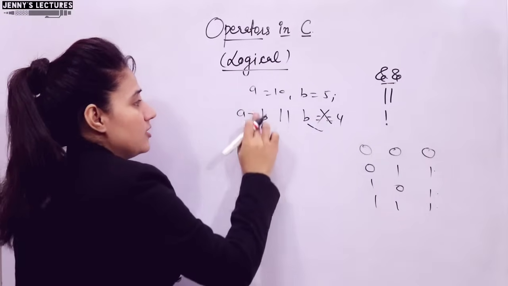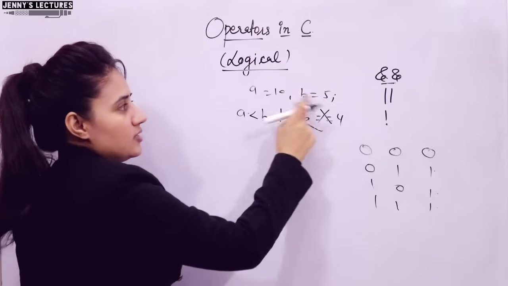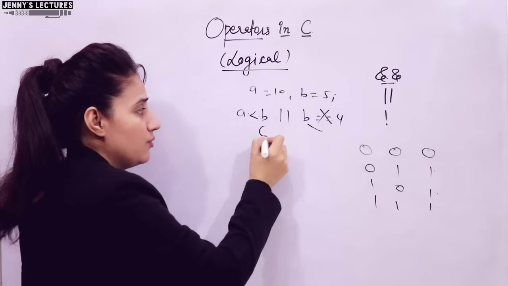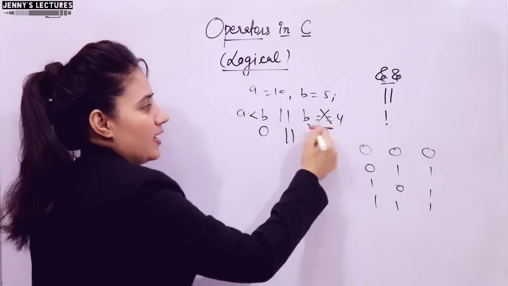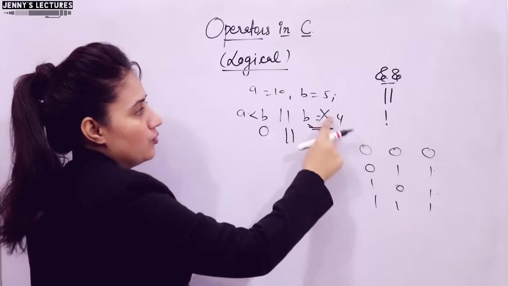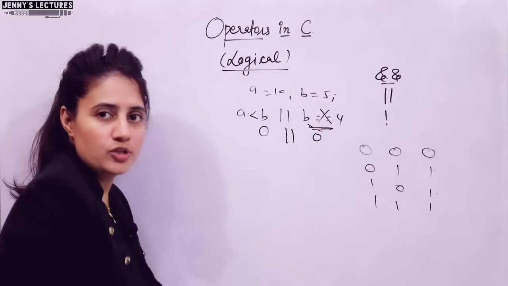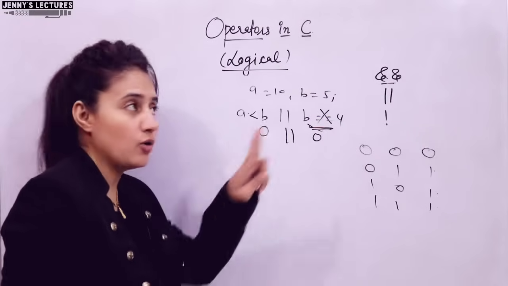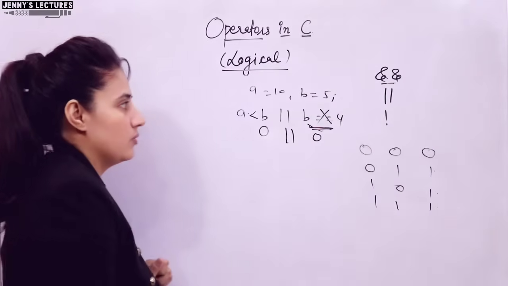But suppose this is a less than b. Now, is 10 less than 5? No, here we have 0. In that case it will check the second expression, b equal to 4. No, it is also 0, then it will give 0. So these two rules you need to take care about, logical AND and logical OR. These are short circuit rules, right?